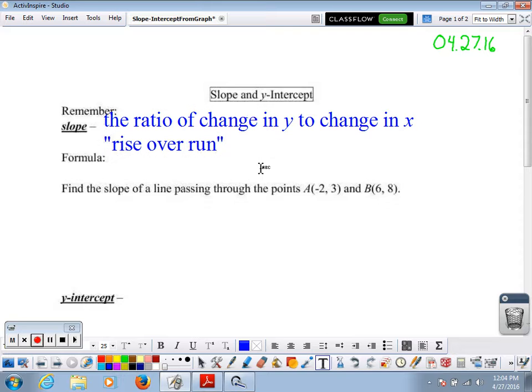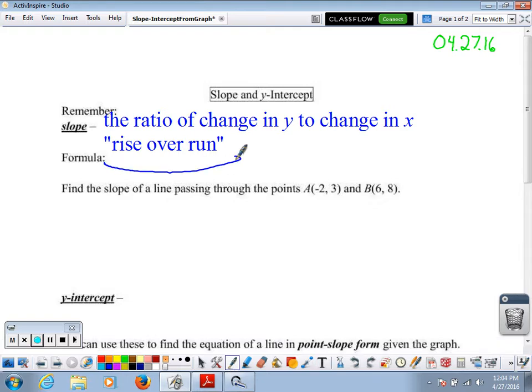Now what was the formula for slope? Stephen? Y2 minus Y1 over X2 minus X1. You've got to have the Y's on top. Remember, it's a ratio, which means it's a fraction. So the ratio of change in Y to change in X, we have the Y's on top, the X's on the bottom.